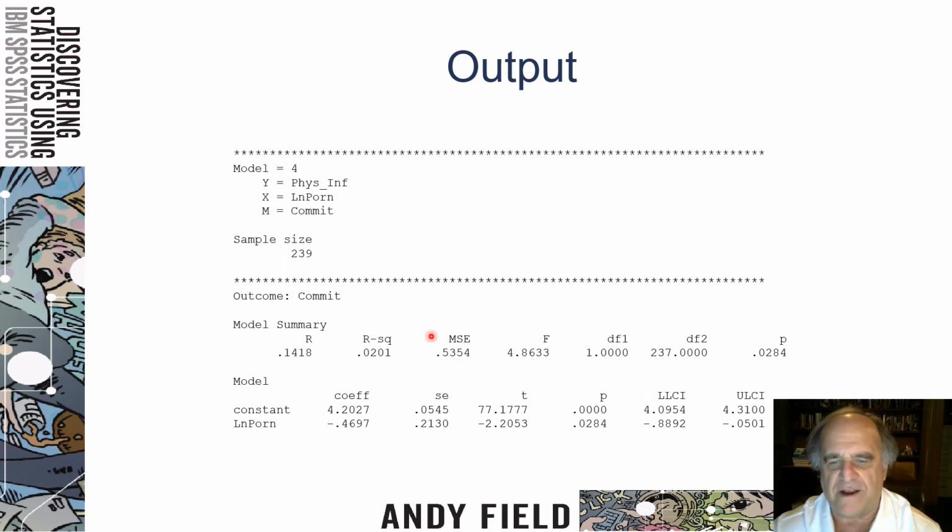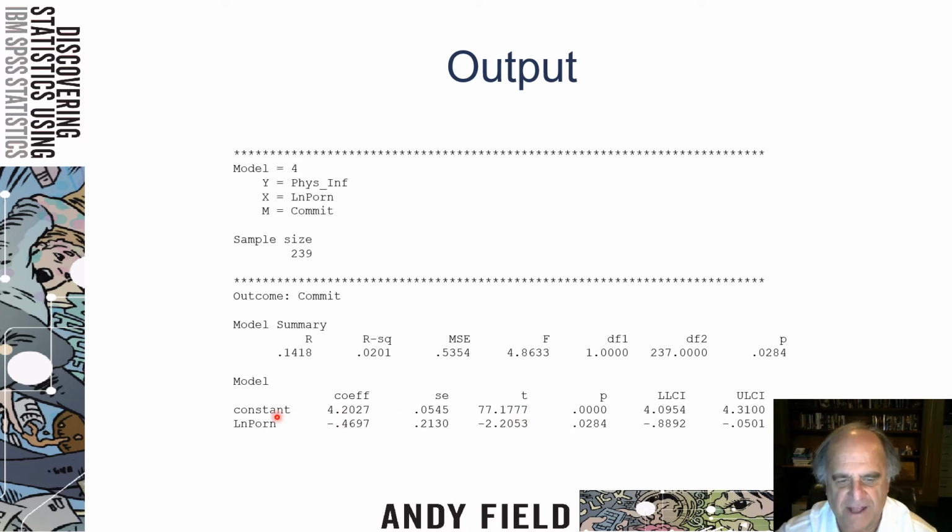Here's our mean squared error. Here's our F value with degrees of freedom. And here's our P, and it is significant at the 0.05 level. Our P is 0.0284, which would be significant at the 0.05 level. And then it gives us our B coefficients here.